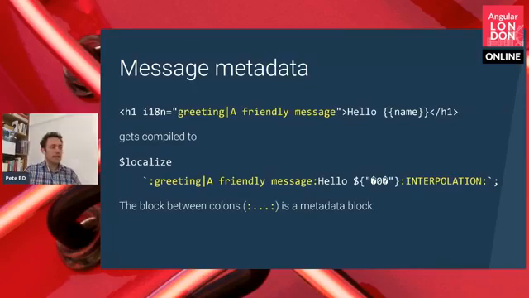You can do the same with $localize tagged strings. By having a colon delimited block, this time at the very beginning of the backtick string, this represents a metadata block for the overall message. So we can put the same metadata into the $localize calls. And this uses exactly the same syntax as the i18n tag does. So if you know one, you can then use the other.